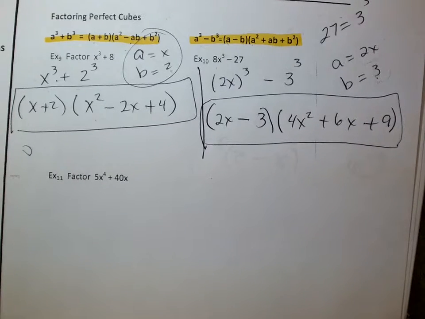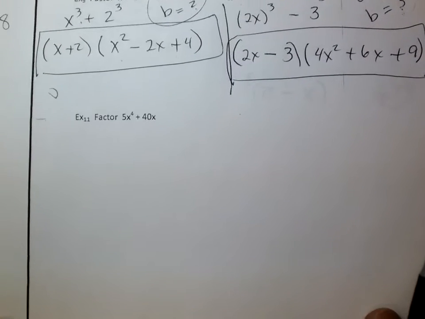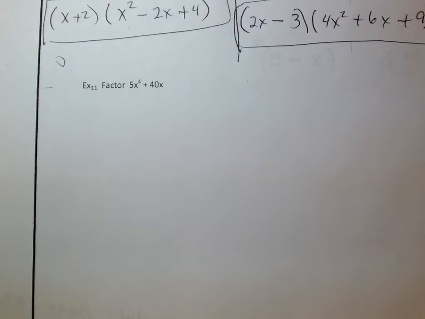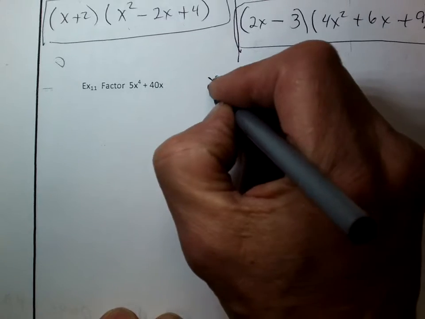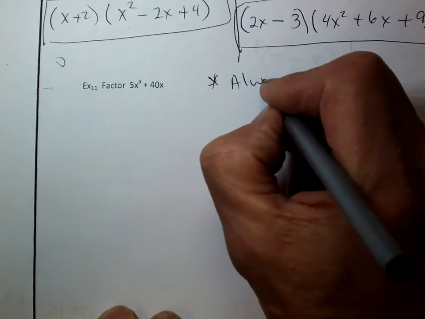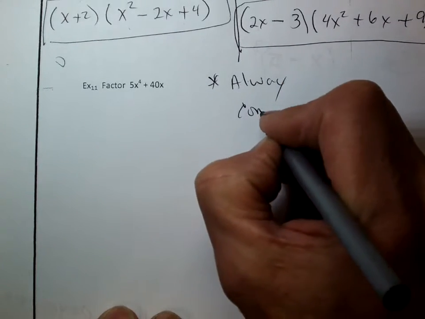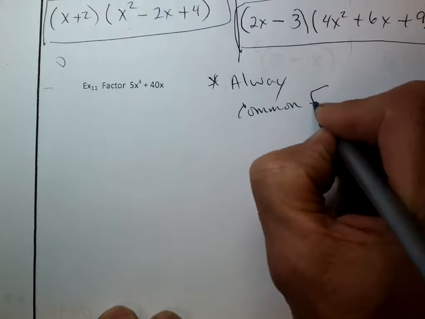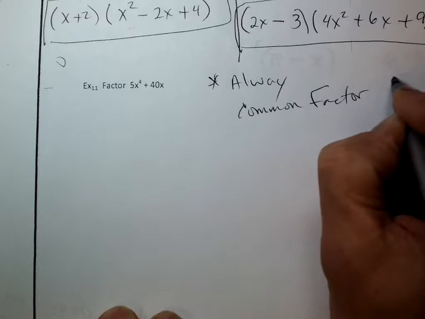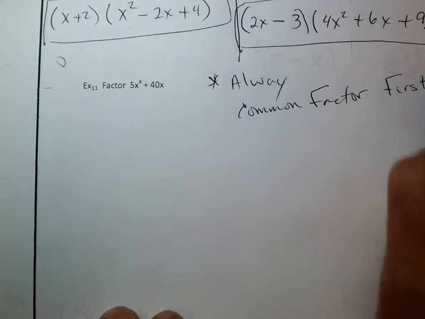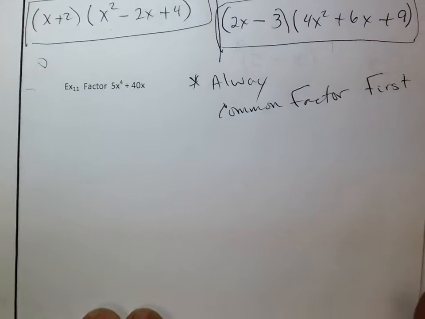Okay, let's shift down to example 11. Now, example 11, it doesn't look like anything. It doesn't look like anything, but, and I've said it before, always common factor first, if you can. So let's put that down there. Always common factor first, if you can, okay? So if you can common factor, we should. So in example 11, we can.